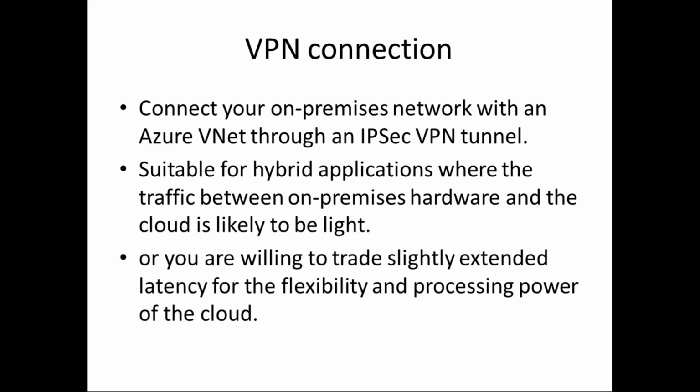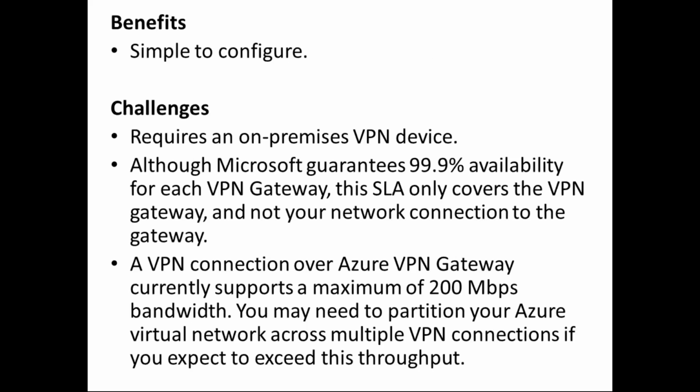So the first bullet point is: connect your on-premise network with Azure VNet through an IPsec VPN tunnel. Suitable for hybrid applications where the traffic between on-premise and the cloud is likely to be light. So with point-to-site connectivity, you cannot expect a very high bandwidth because you are leveraging your existing bandwidth from your ISP, and on top of it, you're creating a VPN tunnel. So there you have to balance out between the processing power of the cloud versus the latency. But what are the benefits here? It's quick, very fast to configure. We can do it right now in about 40-45 minutes.